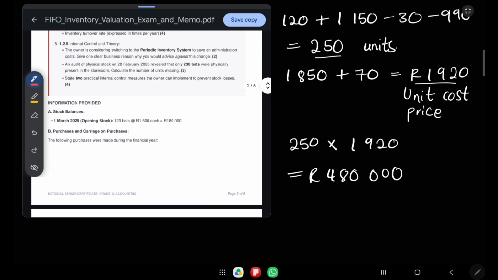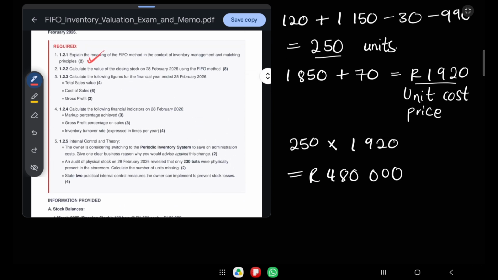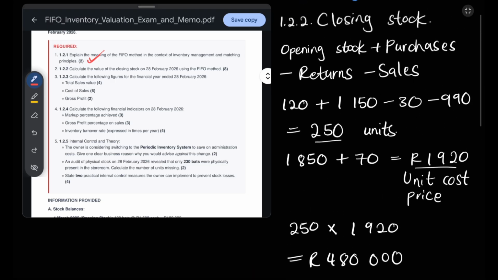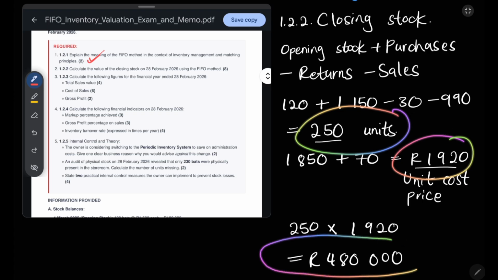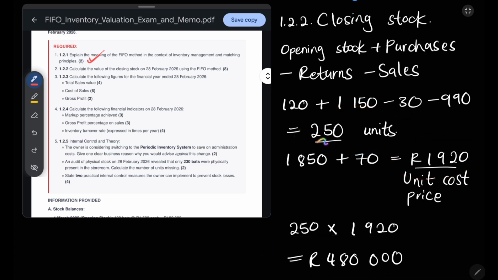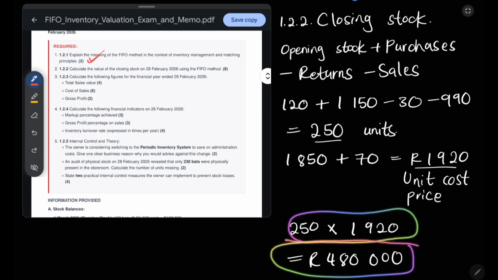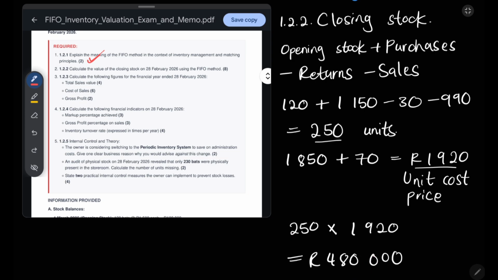The question said, calculate the value of the closing stock on 28th of February 2026. So when you looked for your remaining units and the cost price, you did not find the value. You only calculated the quantity. So remember, in valuation methods, if they do your units and if they do your cost price, don't think just because I've done a lot of calculations, I'm done. You still have to multiply everything and get your final answer, which should be a certain number.